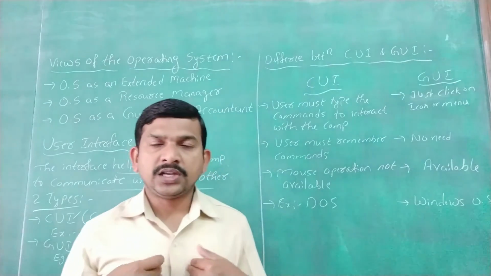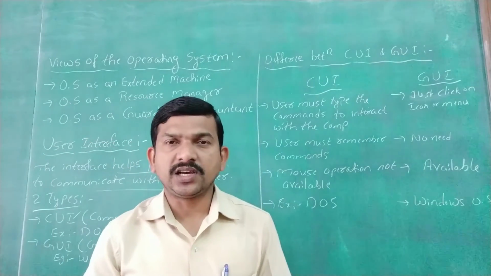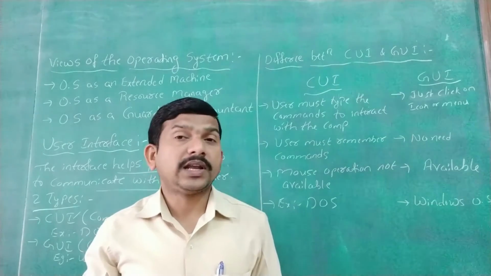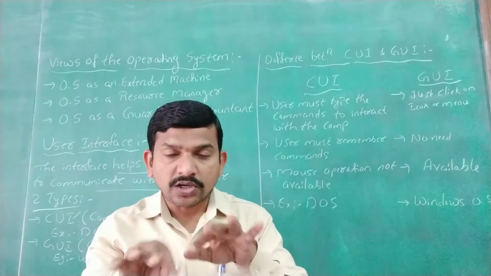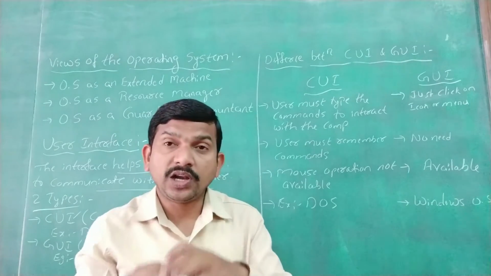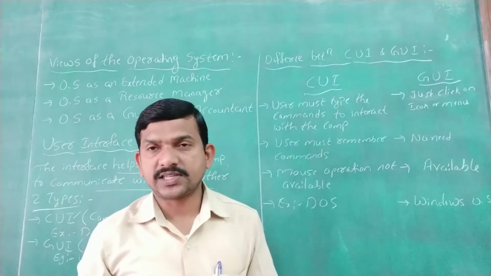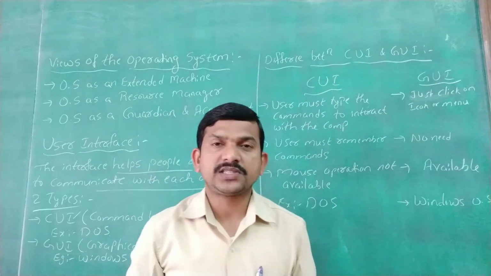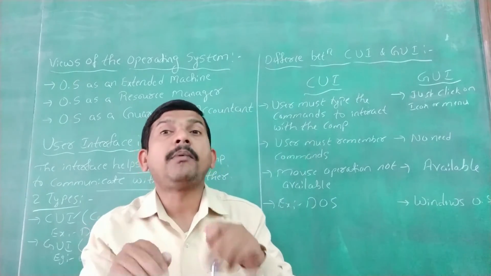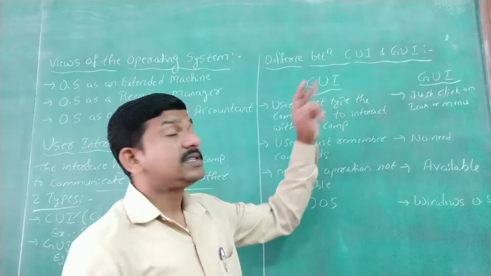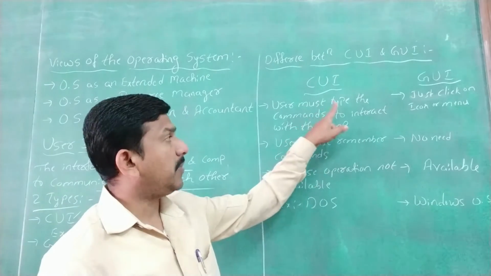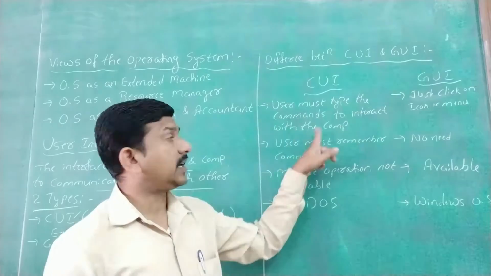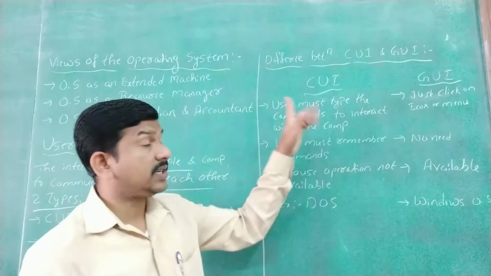If the user wants to communicate with the computer system, he must type the commands. How does he type? With the help of the keyboard he must type the commands, then only he can communicate with the computer system. Is it right? So if you are using CUI, the user must type the commands to interact with the computer system.